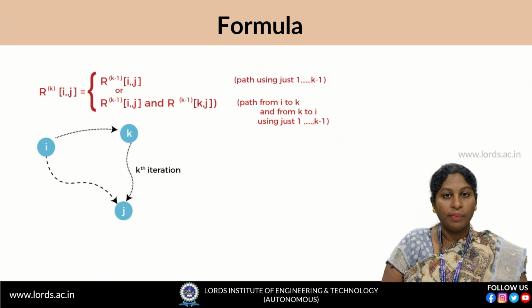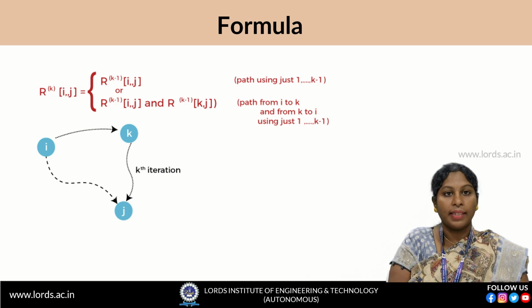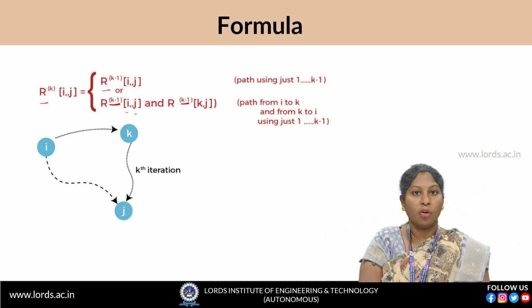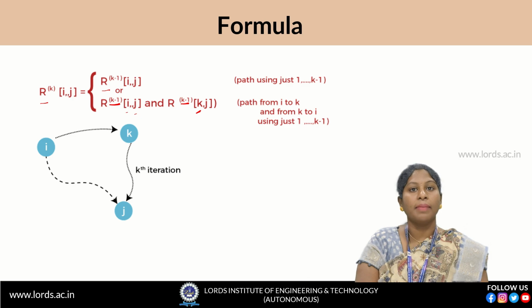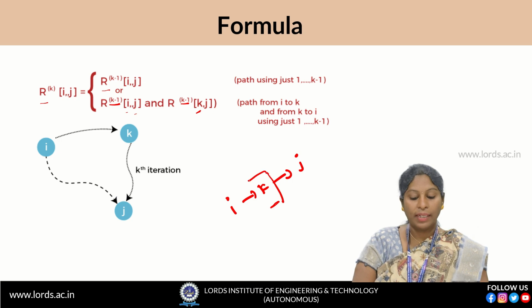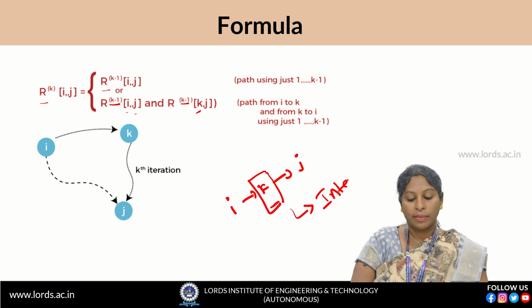Let us see the formula. Here R is nothing but a relation, K is an intermediate vertex, and I and J are the source and destination, or else we can consider them as rows and columns. K is an intermediate vertex, where you can traverse from I to K and K to J. So here we are considering an intermediate vertex. What exactly is an intermediate vertex?